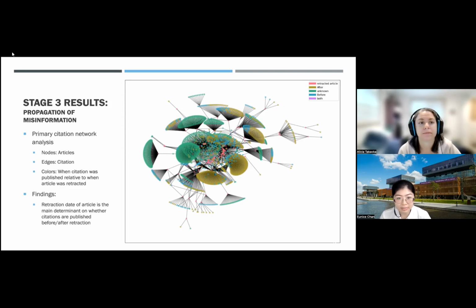Whereas there are some better articles in which the majority of the cluster is blue, which represents that they were cited before retraction. So we can see that those particular journals did a better job communicating. This could possibly be because some journals decide to remove their articles completely so that they are not accessible to people who want to read or cite the article, whereas other journals elect to keep the article up.